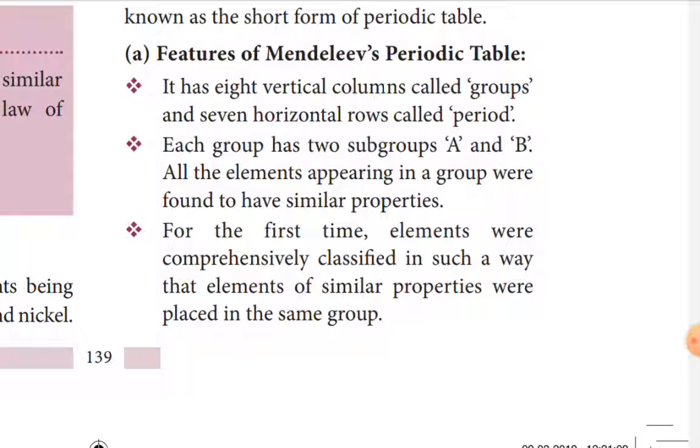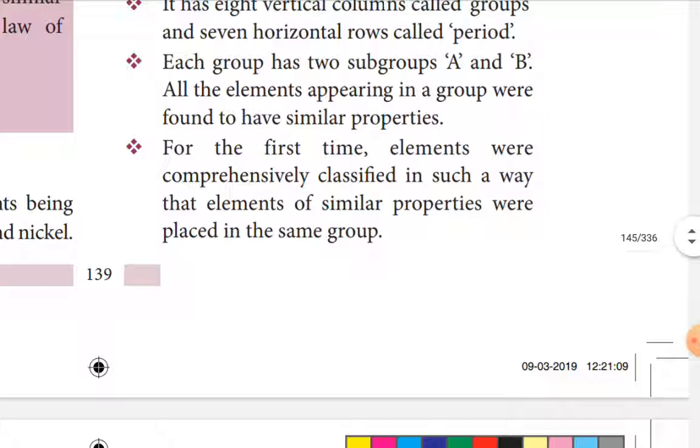Then, for the first time, the elements were comprehensively classified in such a way that elements of similar properties were placed in the same group. So, apart from the Dobereiner triads and Newlands law of octaves, Mendeleev arranged the elements in increasing order of atomic mass. When he classified based on the increasing order of atomic mass, that comprehensive classification gave that elements having similar properties were placed in the same group.